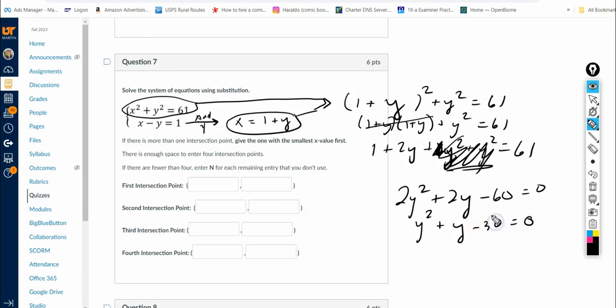Two numbers that multiply together to give you -30, but at the same time add up to +1. That would be +6 and -5. So I have two results here. y is -6 or y is 5.